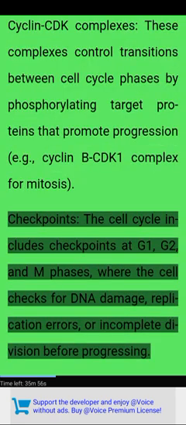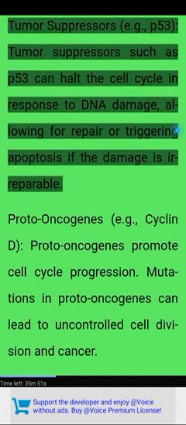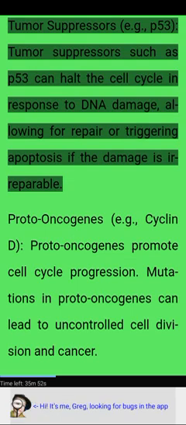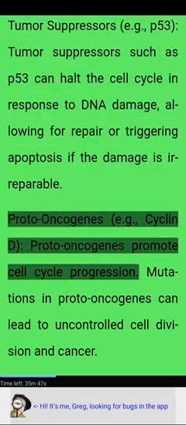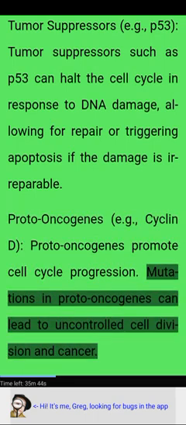Checkpoints. The cell cycle includes checkpoints at G1, G2, and M phases, where the cell checks for DNA damage, replication errors, or incomplete division before progressing. Tumor suppressors, e.g., p53. Tumor suppressors such as p53 can halt the cell cycle in response to DNA damage, allowing for repair or triggering apoptosis if the damage is irreparable. Proto-oncogenes, e.g., cyclin D. Proto-oncogenes promote cell cycle progression. Mutations in proto-oncogenes can lead to uncontrolled cell division and cancer.